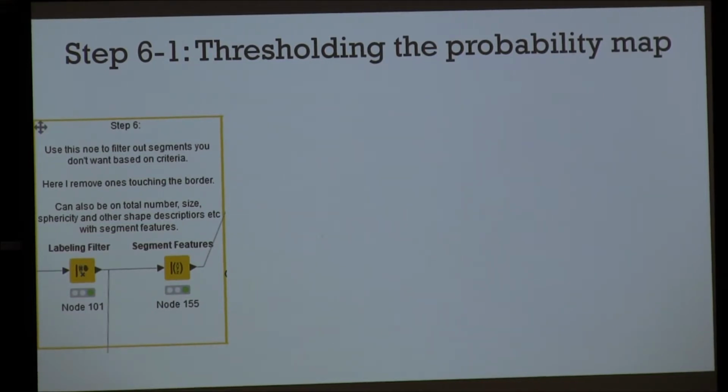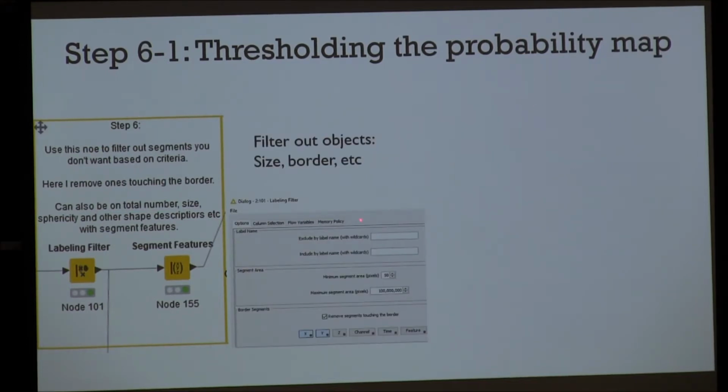How we can do the first part of that, which is getting the segment features, is we can use something like a label filter. Maybe you want to remove the objects that touch the border. This is very easy to do. You can take this label filter and just tell it to remove the segments that touch the border. You can also filter by the size of the objects. So if you still have some objects that are really large, you want to get rid of them, or some objects that are super small, you want to get rid of them. This label filter will allow you to do that as well.